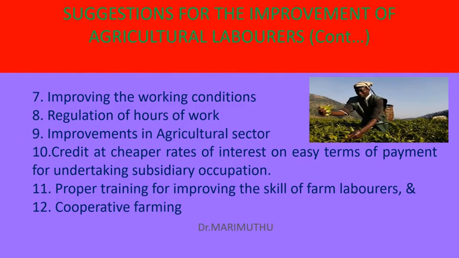In continuation of the suggestions for the improvement of agricultural laborers, the seventh point is improving the working conditions of agricultural laborers. Working conditions should be improved. The eighth one is regulation of hours of work. Hours of work may be regularized. The ninth one is improvements in the agriculture sector. The general concept is that the agriculture sector must be improved. The tenth one is credit at cheaper rates of interest on easy terms of payment for undertaking subsidiary occupations. These suggestions must be incorporated by the government of India to improve the problems of agricultural laborers. The eleventh one is proper training for improving the skill of farm laborers. And the last one is cooperative farming. These are the suggestions for the improvement of agricultural laborers in India.